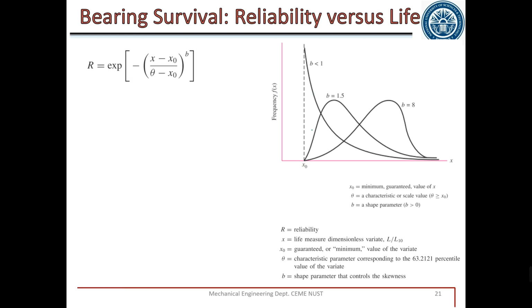All three curves start from x naught, but for this curve, it might be possible that 63% of data is here, for b less than 1. For this curve, it is quite possible that 63% of data values are somewhat here, and for this curve the 63 percentile will be further away from x naught. So depending on b, the value of theta will change, and that is standard for the curve.